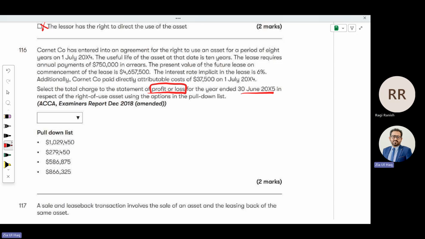Check the value of asset. Is there any other payment except PV of lease? Then add to the value of asset and calculate depreciation. And interest will be calculated on PV of lease. Because payment is in arrears, it means after calculating interest, payment will be made.